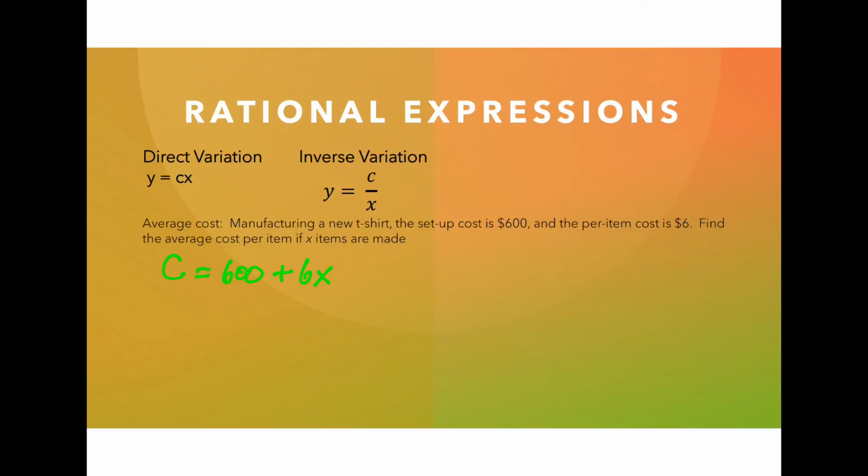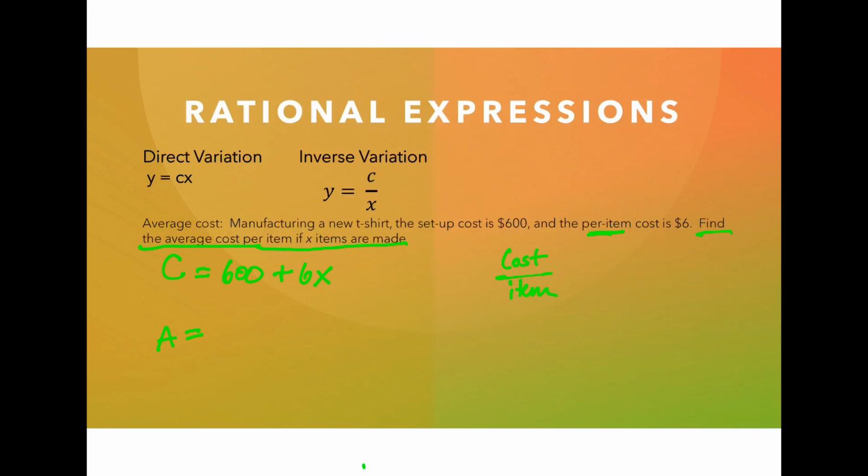Now, what they say secondly is find the average cost per item if x items are made. I kind of covered over this here accidentally. So find the average cost per item if x items are made. So we want a new equation here, which is an average cost per item. And it's cost divided by item. Now, our item in this case, we used x to represent it.